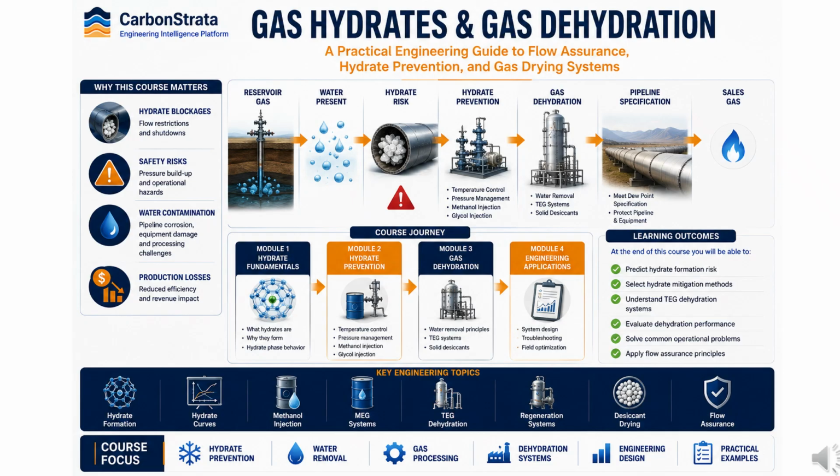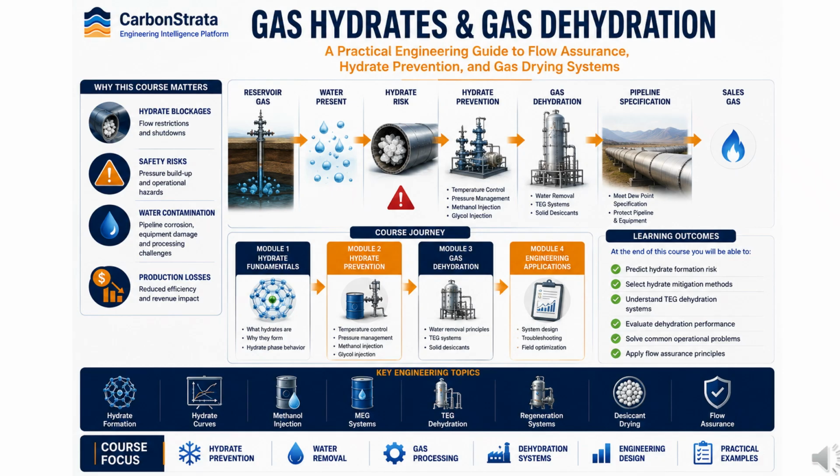Everything starts with natural gas produced from the reservoir. As gas flows through production and transportation systems, water is often present. Under the right combination of pressure and temperature, this water can combine with natural gas molecules to form gas hydrates, ice-like crystalline solids capable of restricting or completely blocking flow.